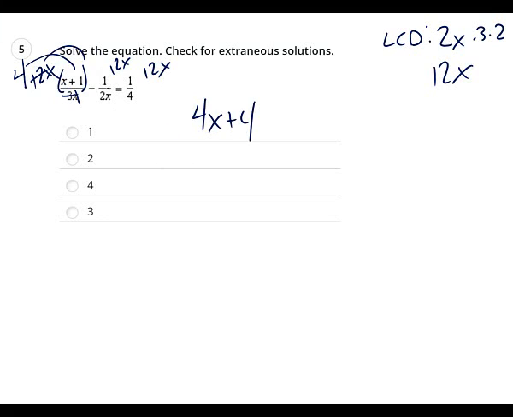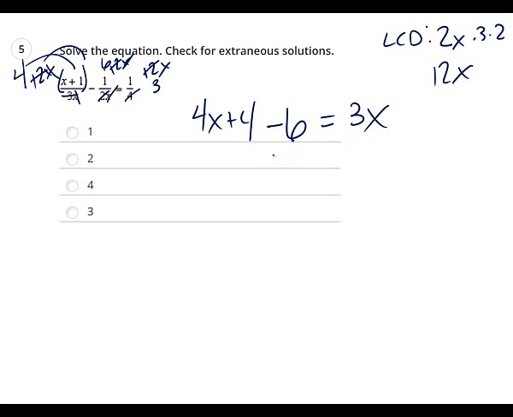Good. All right, what cancels in this second term? x, and how many times does 2 go into 12? 6 times the negative 1 would be negative 6. All right, how many times does 4 go into 12? 3, so I've got equals 3x, and woohoo, the fractions are gone. Right? We're excited about that.